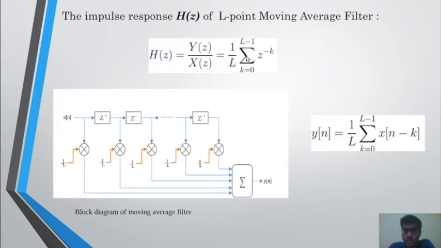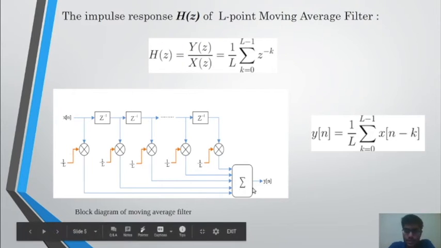Now moving on to the equations. This equation we had seen in the previous slide. If we take the Z transform of it, then we come across this equation, and this is the impulse response of this L point moving average filter. This can also be pictorially explained using this block diagram, where the Z minus ones signify a time delay, and 1 by L is the coefficient for averaging, and this is the summation symbol, and we are getting one single output.